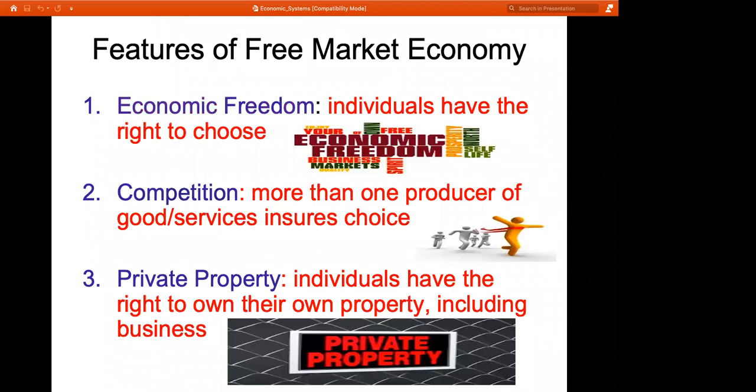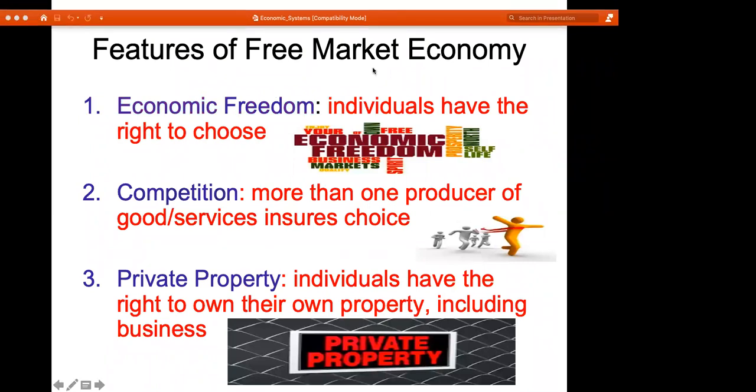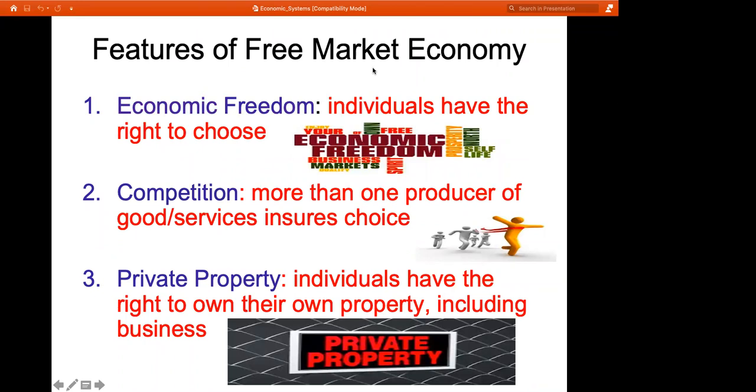Features of the free market economy: economic freedom. Individuals have the right to choose. You can choose what to produce, what to consume, and the means to produce. Of course, there is a government element to check that production is within permissible limits and that the produce meets safe standards. Otherwise, you have every freedom to produce and consume whatever you want.